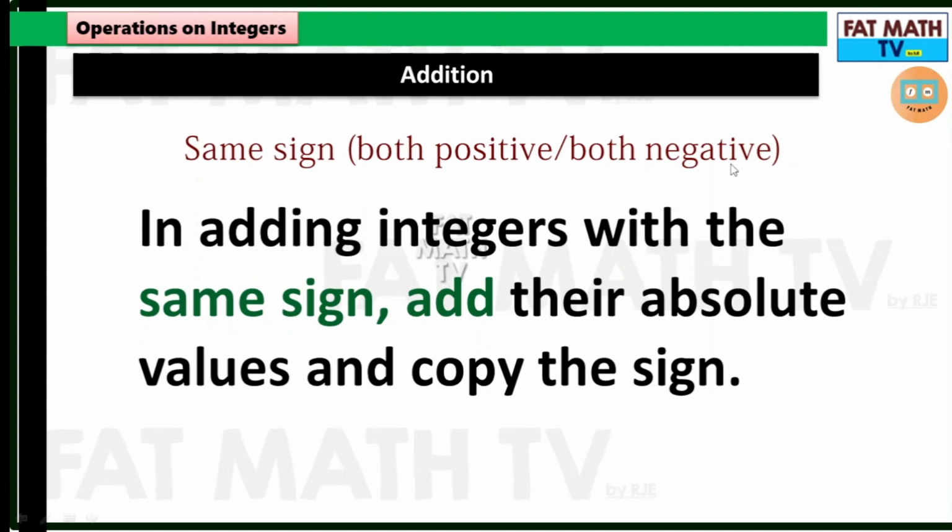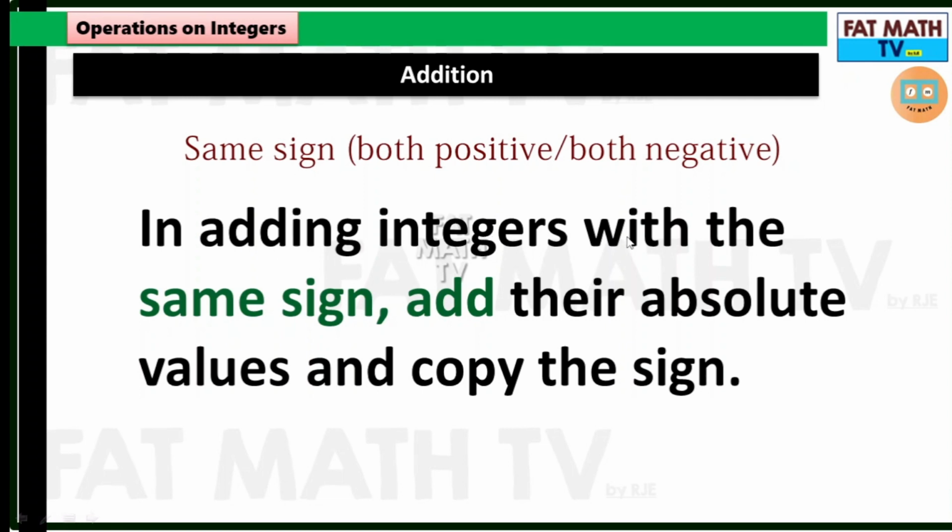In adding integers with the same sign, add their absolute values and copy the sign. When you say absolute values, this is the distance of a number from 0. So it's the number if you disregard the sign. So if it's -5, the absolute value is just 5. So you disregard the negative sign. If it's positive 5, the absolute value is also 5. And if it's 0, the absolute value is 0. So when you say absolute value, you just disregard the sign because it is the number's distance from 0.